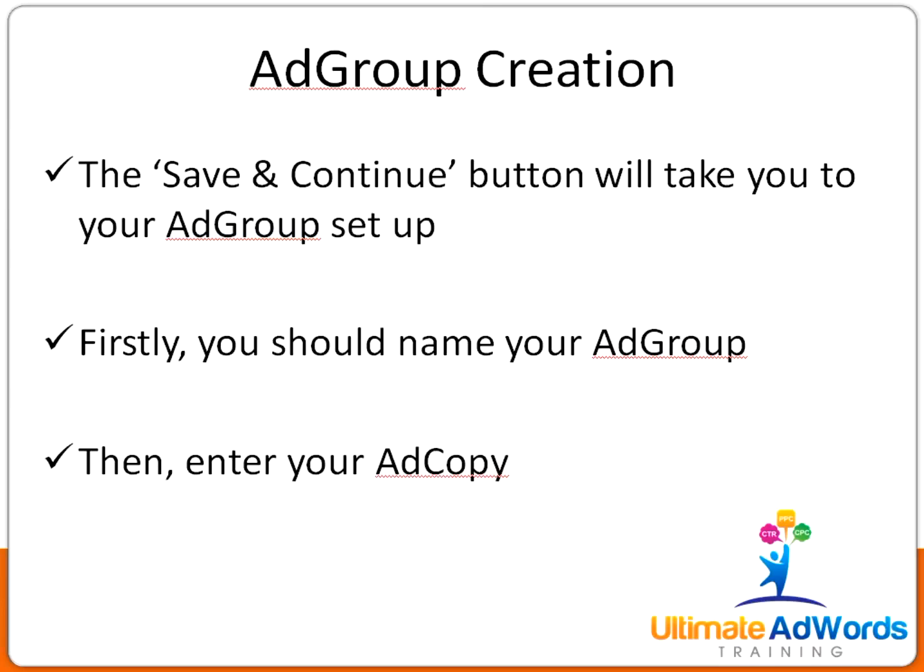After that point, you will be taken straight to the ad group setup page, and you should name your first ad group. This is likely going to be the one at the top of the list in your Excel document. Then copy and paste in the headline, the description, display URL and destination URL.